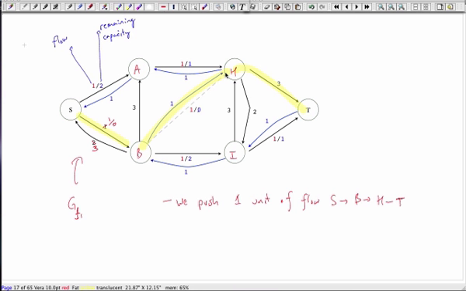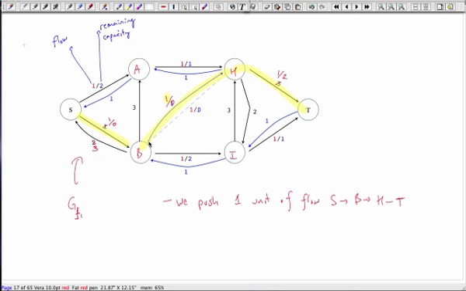Okay, so we're going to push 1 unit of flow from S to B to H to T. And so that means since we're pushing 1 unit along each of these edges, we're going to increase the flow and decrease the capacity for each of these edges. So here we're going to change each of these to this. And now we're going to add the residual edges. So since we're going to add a residual edge from B to S with capacity 1, we'll just merge the current existing edge with that residual edge and change the capacity of this to 3.